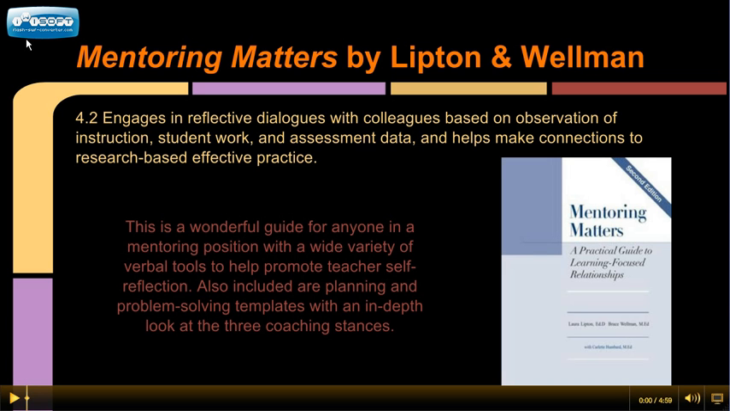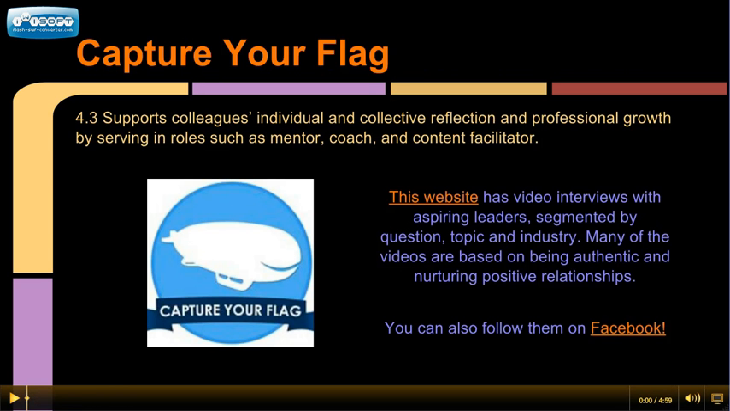It has a lot of verbal tools to help promote teacher self-reflection. There's planning tools, problem-solving templates, and it has an in-depth look at the 3 coaching stances that you can take to really meet the needs of the colleagues that you're working with.